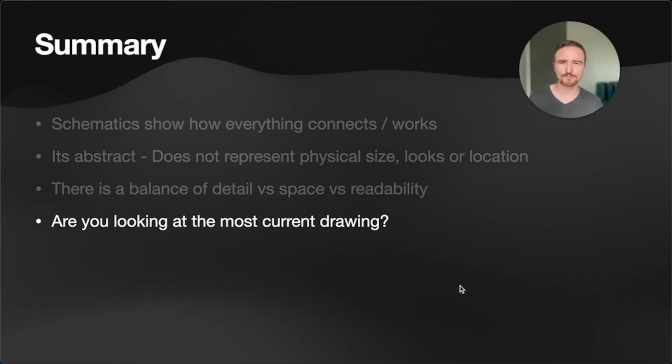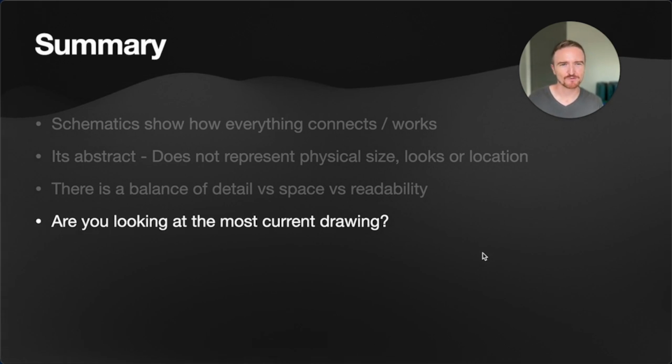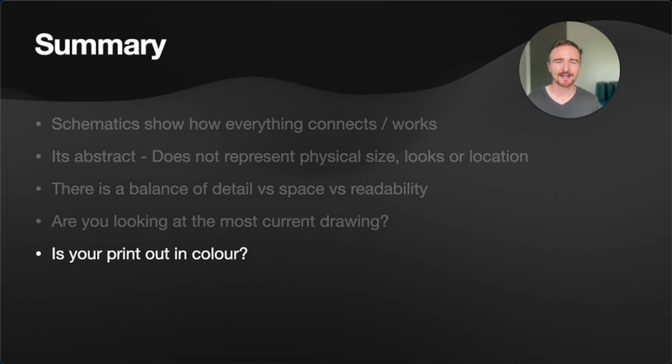Just a quick important point. If you're new to reading schematics, are you looking at the most current drawing? Really important. If you're watching this video and you're going to go to site, you really want to make sure that you're working from the most current drawing, and also has it been printed in color. If the drawings use color to indicate different signal types, as I showed you, you don't want to print out a bunch of black and white ones and go to site. Sounds silly, but it does happen. So just things to be aware of when looking at your drawings.